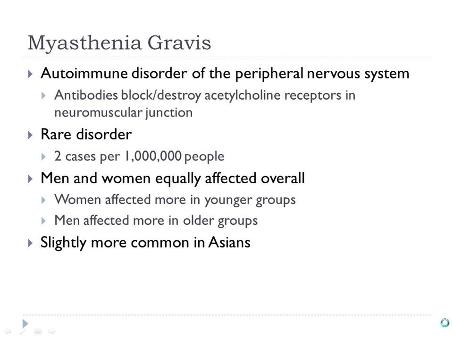It's very rare, 2 in a million. So it is also an autoimmune disorder, and it's a problem with acetylcholine receptors. This is one autoimmune disorder that doesn't affect women overall more, but in younger groups, when diagnosed, women are diagnosed more, but in older groups, men are diagnosed more. But overall, it affects both sexes equally. Asians have a slightly higher disposition to this.